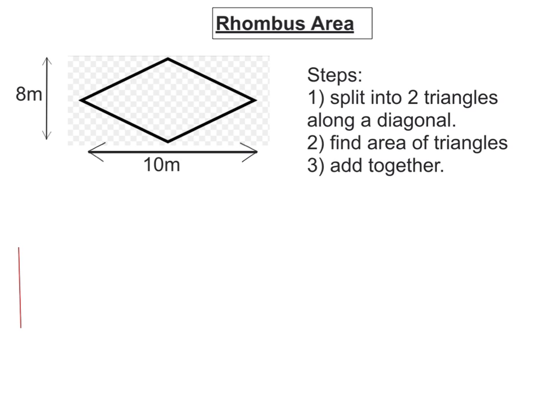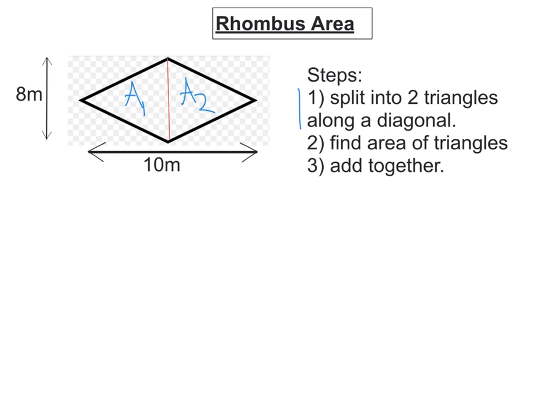In this video we're going to calculate the area of a rhombus. So the first thing I must do for my steps is to split the rhombus into two triangles along a diagonal. So I'm going to choose the diagonal that goes up and down. So what we have now is two triangles, which we've got A1 and A2.